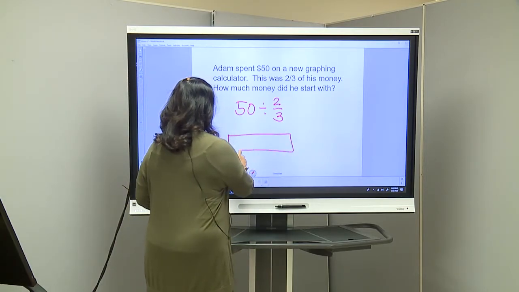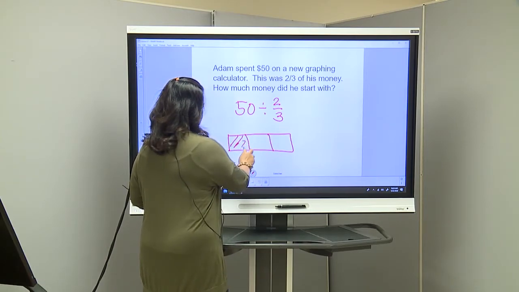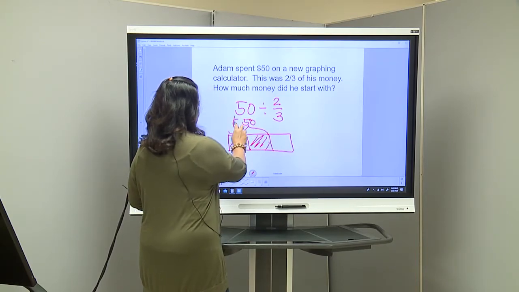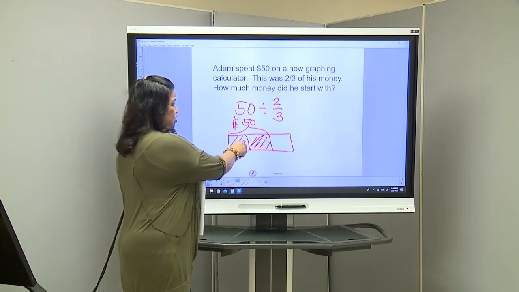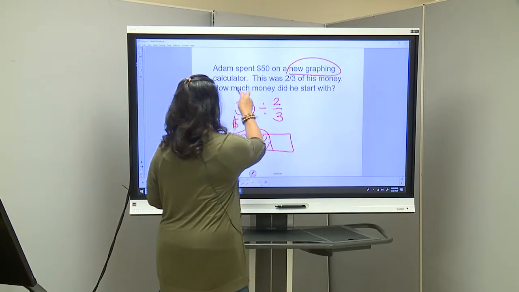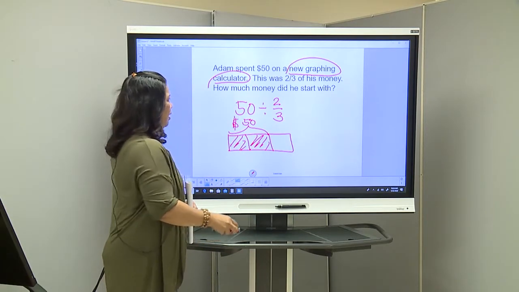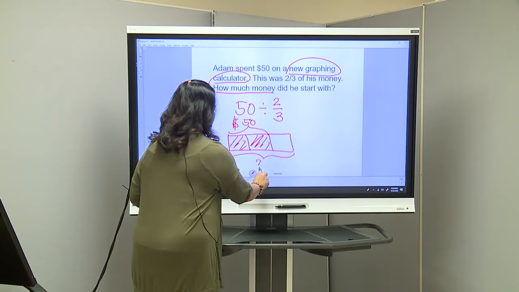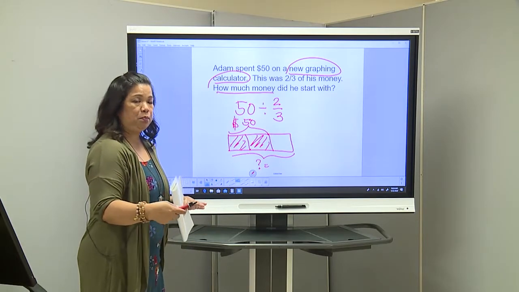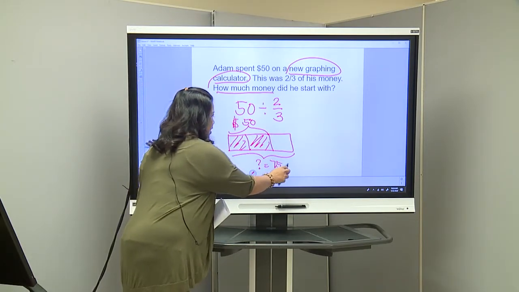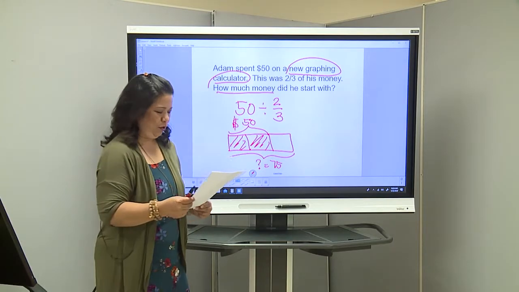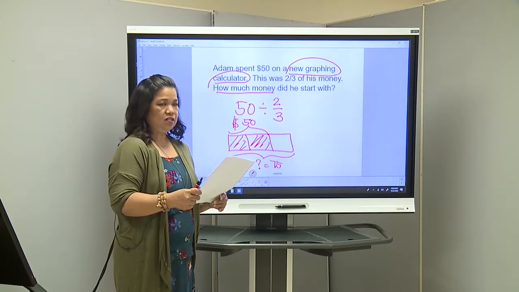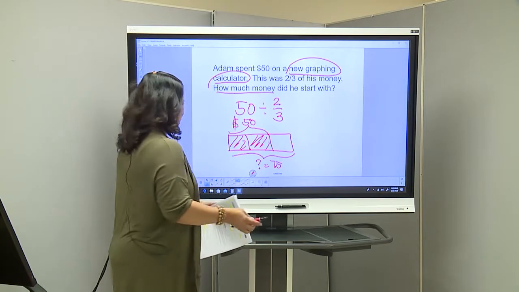Remember our model? 2/3 represents $50. He spent it by buying a new graphing calculator. And then it's asking you how much money did he start with? This is the amount of money he has. And when we answered it in the previous slide, we said 75. So we say that Adam has $75.